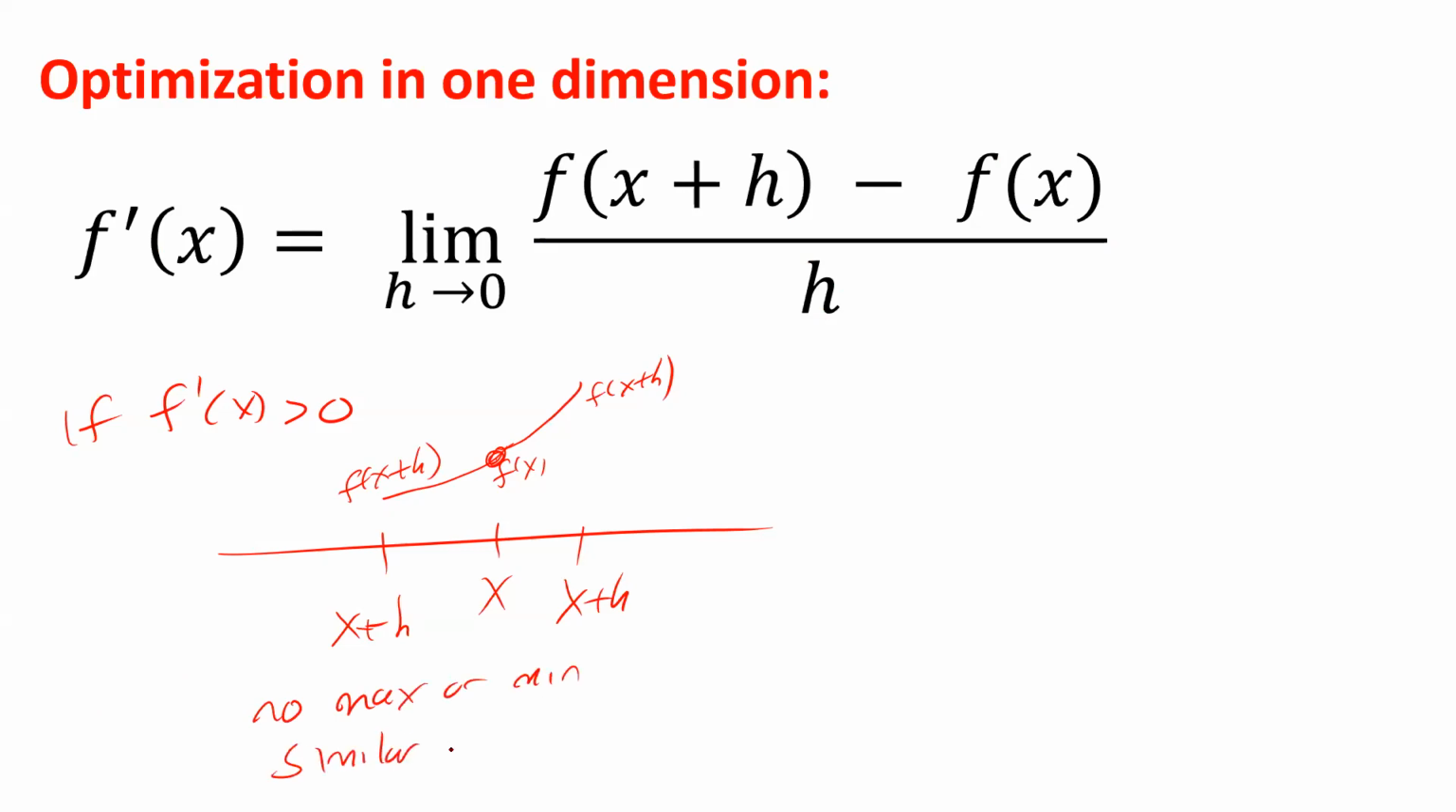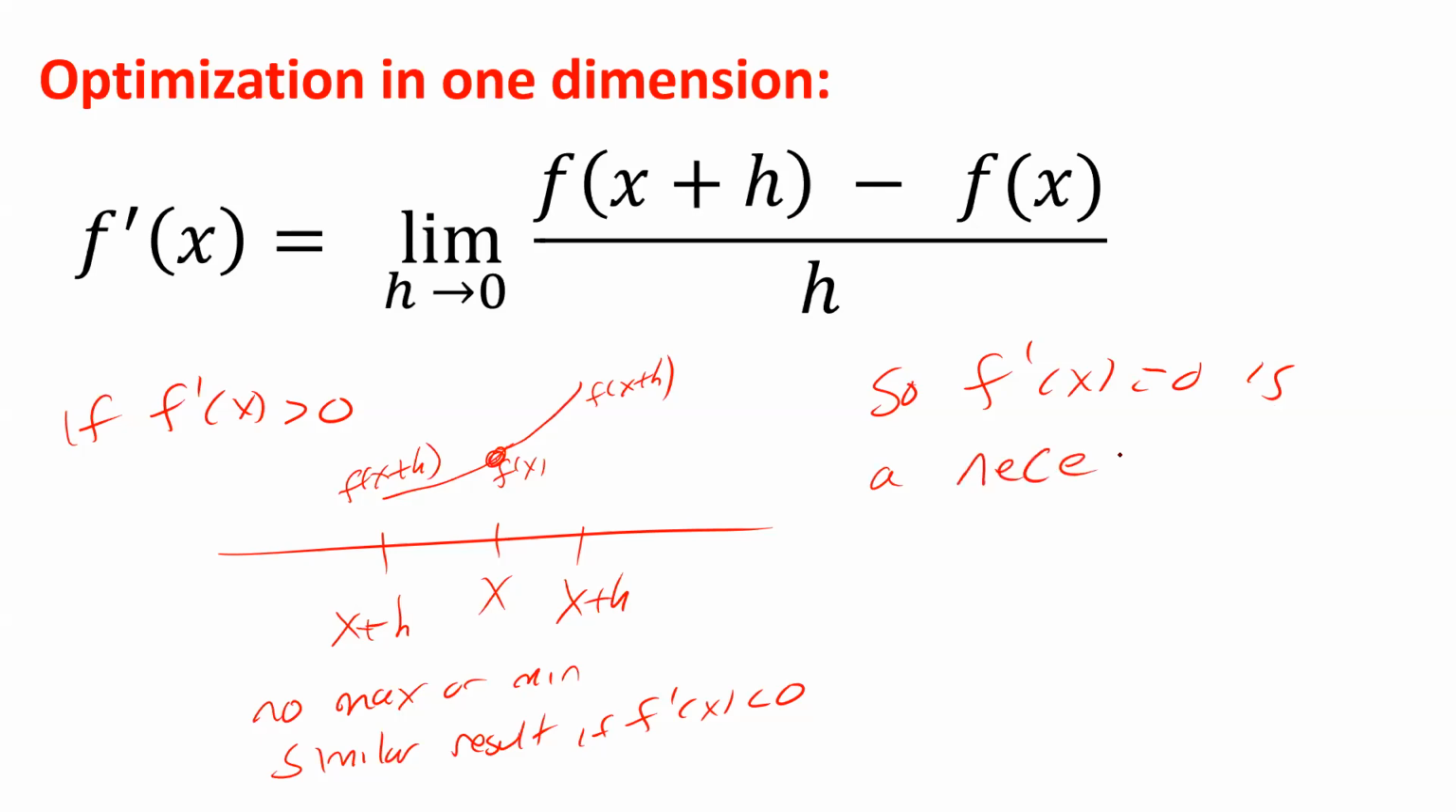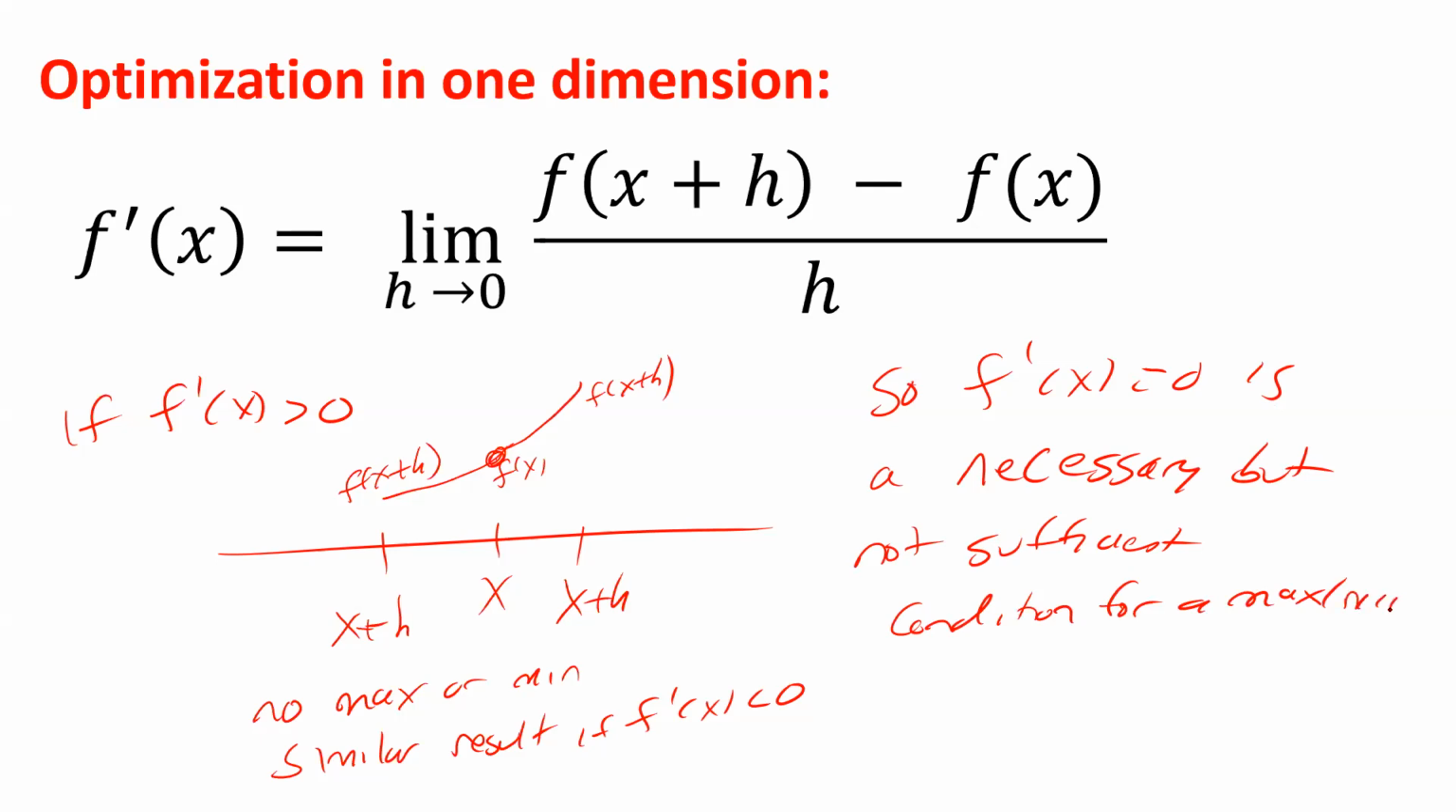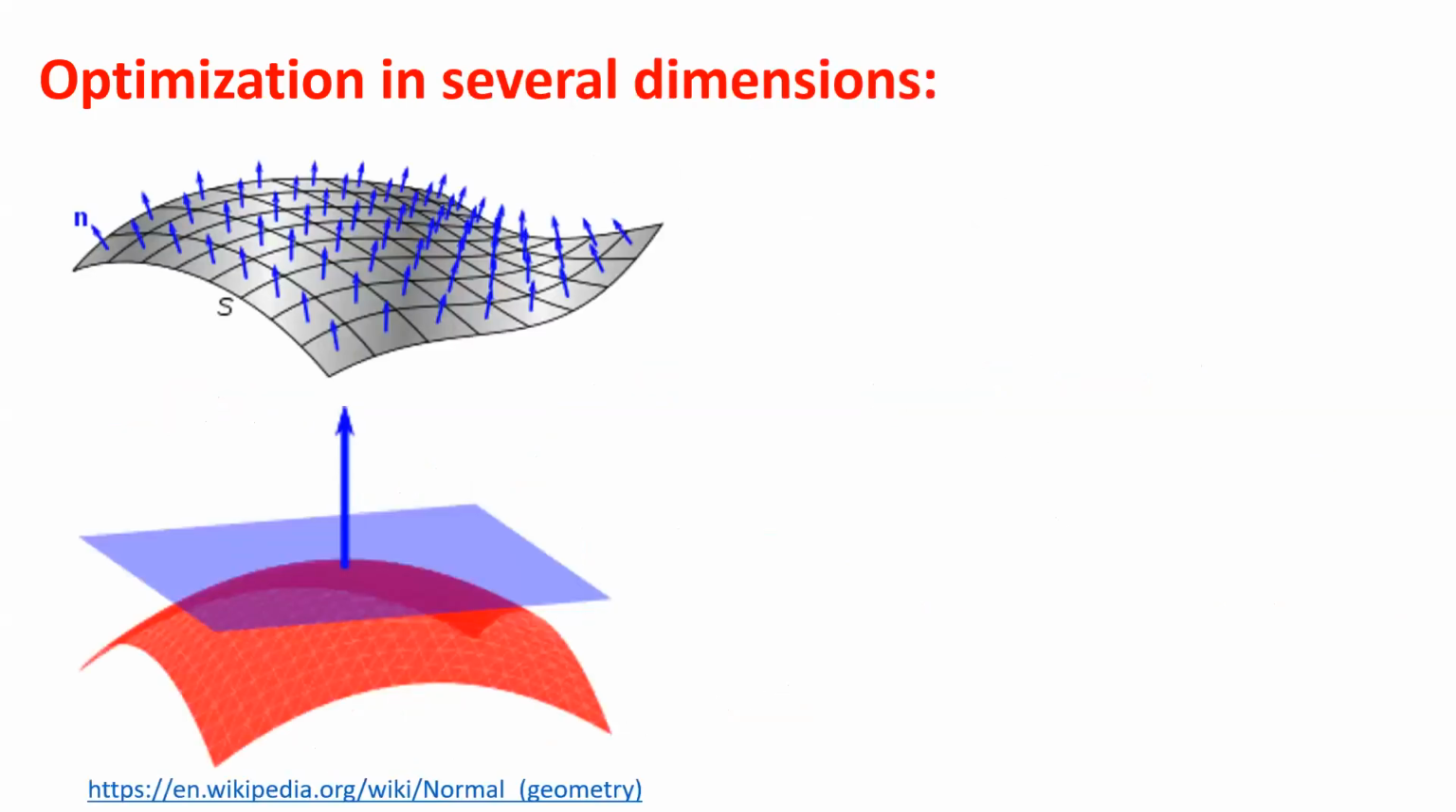Similar result if f prime of x is less than 0. So f prime of x equals 0 is what kind of condition? Necessary but not sufficient. It's a necessary but not sufficient condition for a max or min. And in a lot of situations, there's not going to be that many points to check. All right, so this is one dimension. What about several dimensions?